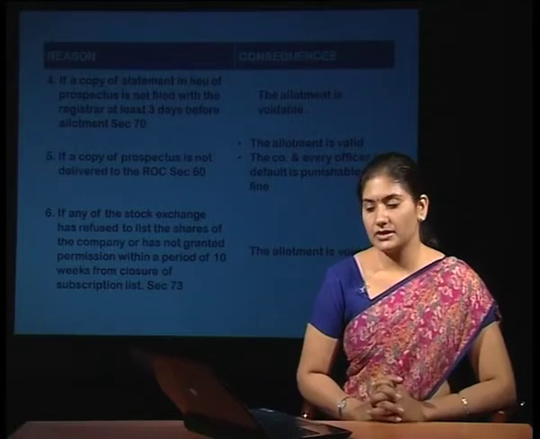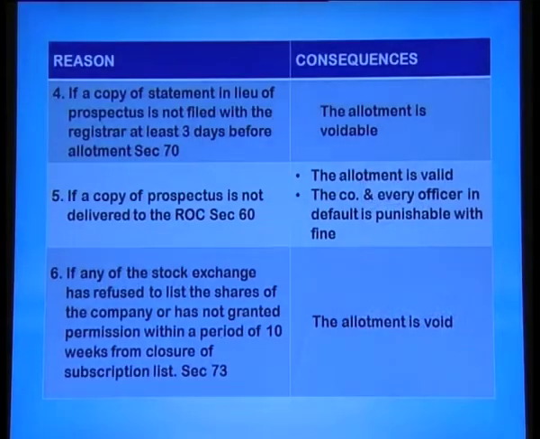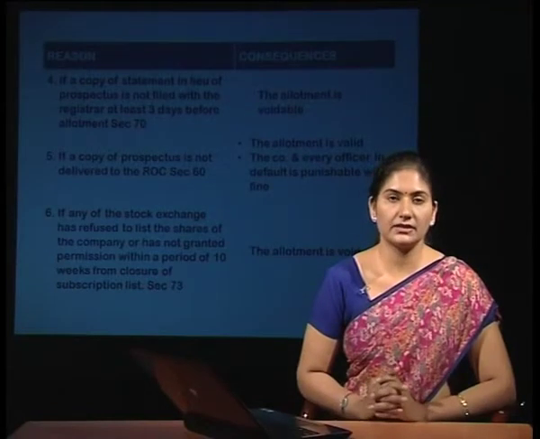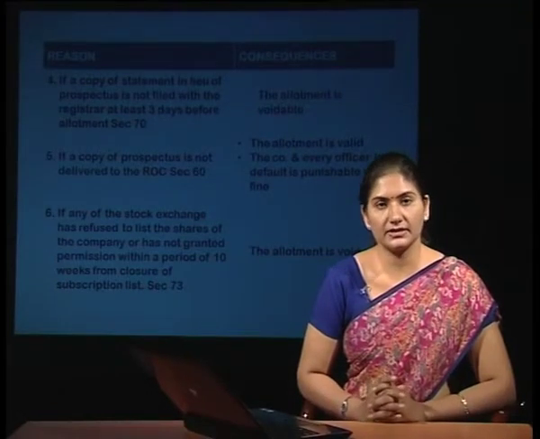And the last one, if any of the stock exchange has refused to list the shares of the company or has not granted permission within a period of 10 weeks from the closure of subscription list under section 73, then the allotment shall be void. The company shall be liable to return all the monies received on the application back to the applicants and the entire issue shall be considered void.